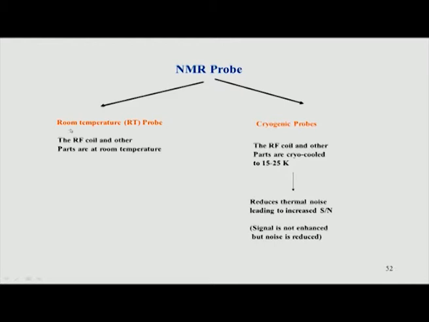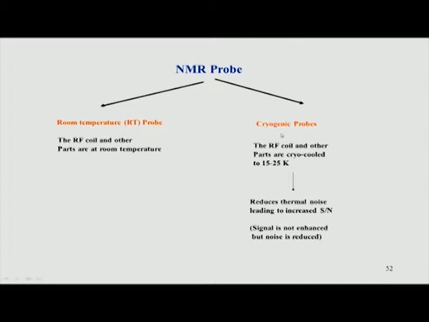Room temperature, as the name suggests, means the probe is operating at the regular temperature. It can go a little higher, or it can be lowered to probably 0 degrees or a little lower also. This is called a room temperature probe, because the probe as such is at room temperature and the sample temperature can be varied, but this is a standard operation.